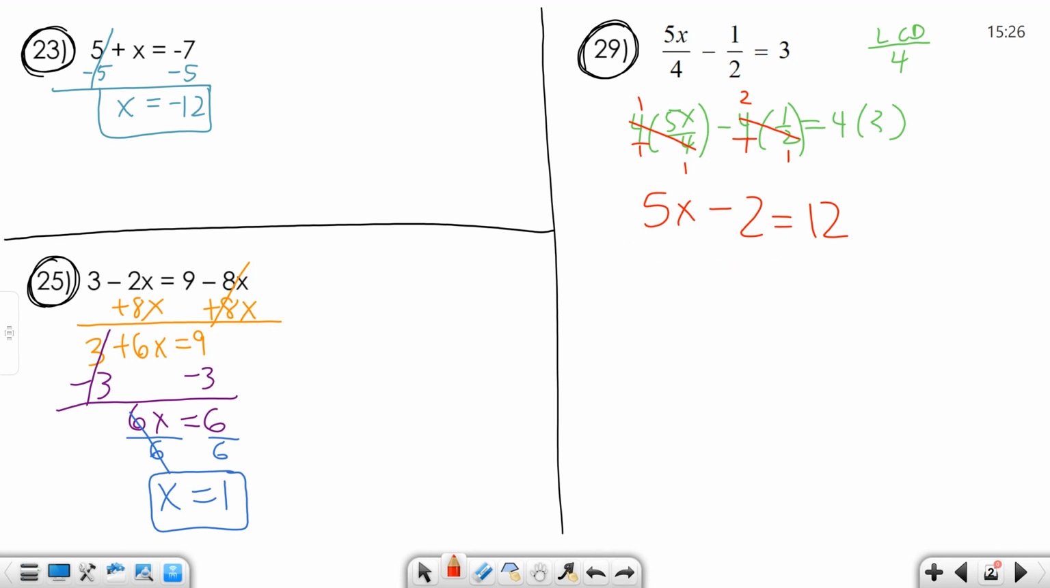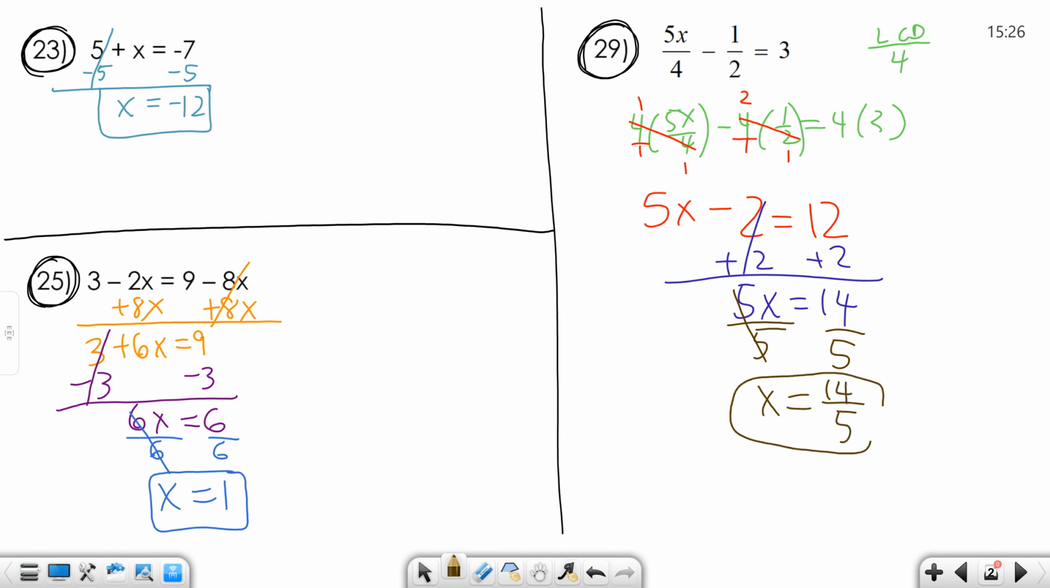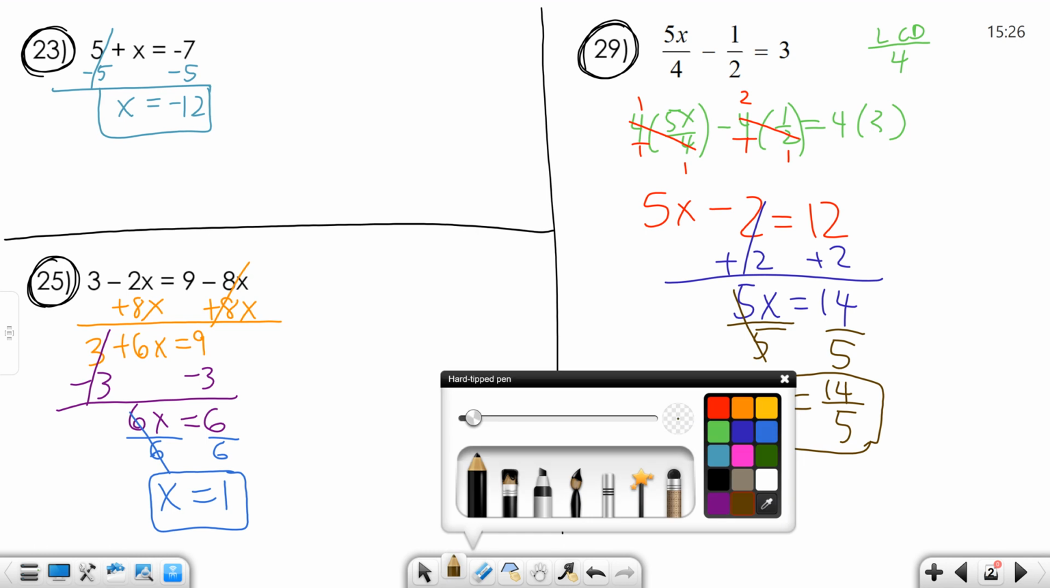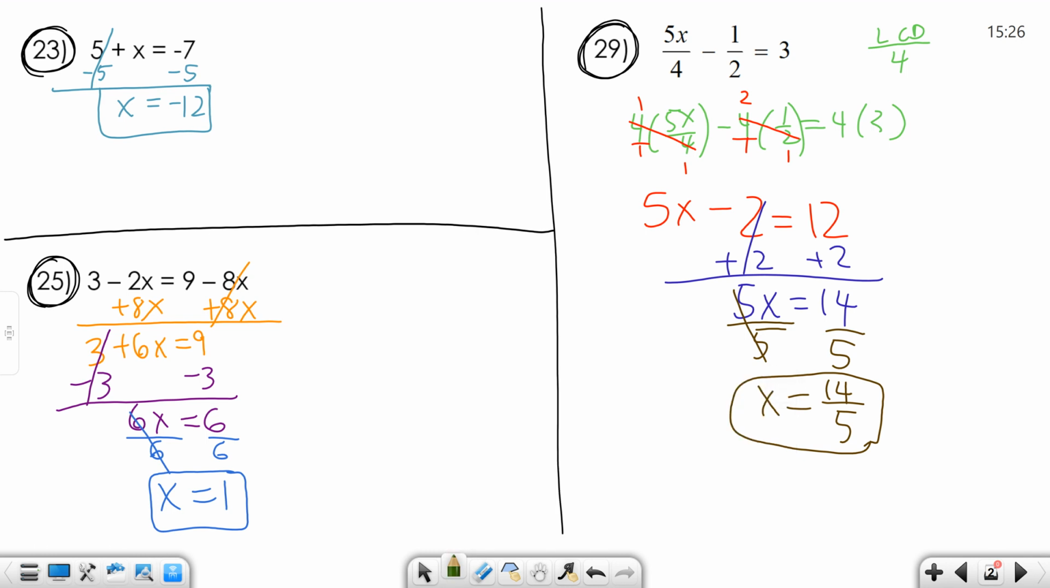And now look at this. That's not my answer, but that's something that's much simpler to solve than what I started with. So if I look at this, how do I solve it? Well, the thing by itself is 12, so move this negative 2 over there with it. How do I do that? I'm going to add 2 to both sides. So 5x equals 14. And then what do I do? Divide both sides by 5. And it doesn't go into it evenly. It's not a whole number, but that's okay. The answer is 14 fifths, or 14 over 5. Okay? X equals 14 over 5.